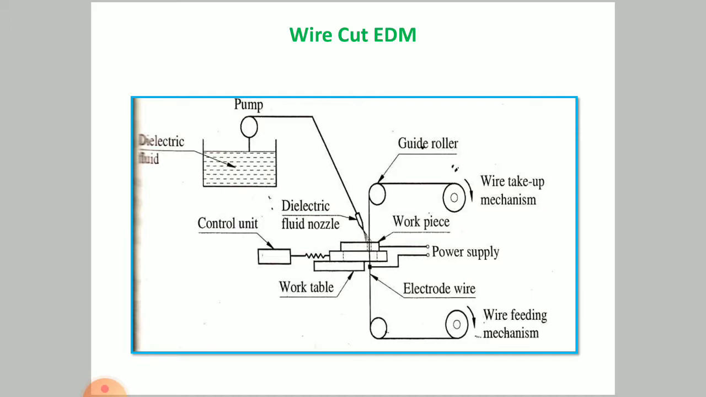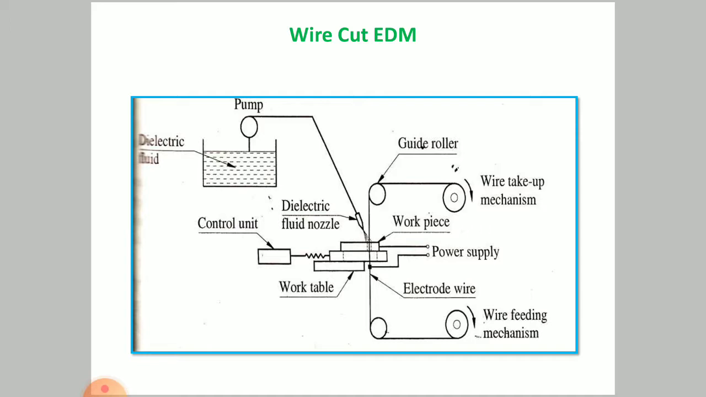In the wire feed electrode discharge machining process, you can observe a wire is being supplied, with full tension, stressed over the workpiece, and that wire in the presence of dielectric fluid will remove the material with the same principle as that of electro discharge machining.